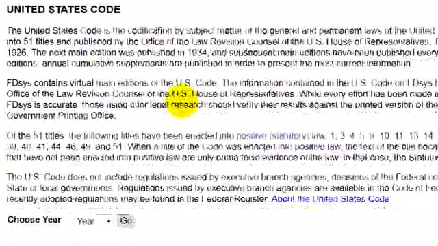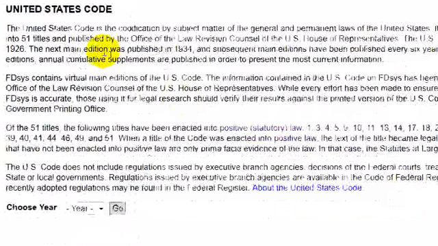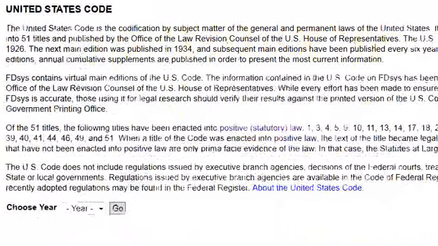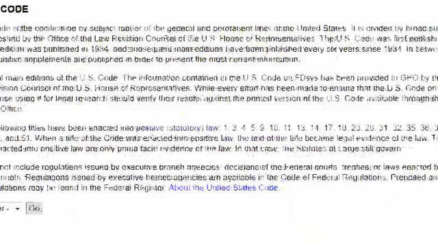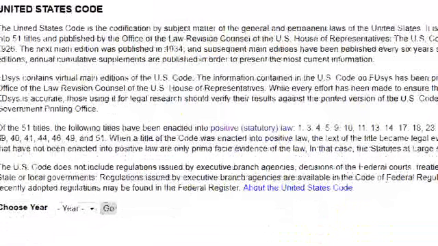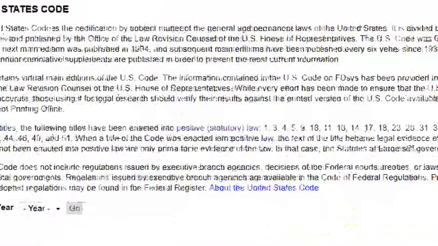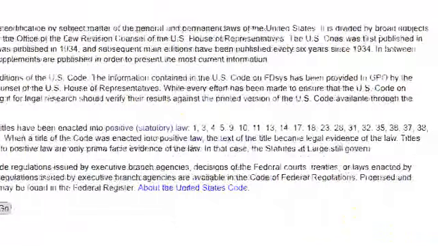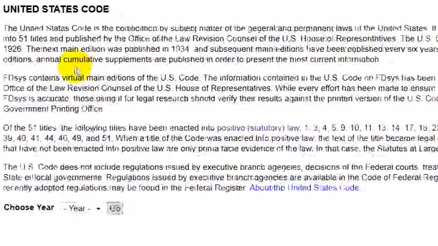Let's make it a little smaller so I don't have to scroll. Titles, and published by the Office of Law Revision Council of the U.S. House of Representatives. The U.S. Code was first published in 1926. The next main edition was published in 1934, and subsequent main editions have been published every 6 years since 1934. In between editions, annual cumulative supplements are published in order to present the most current information.